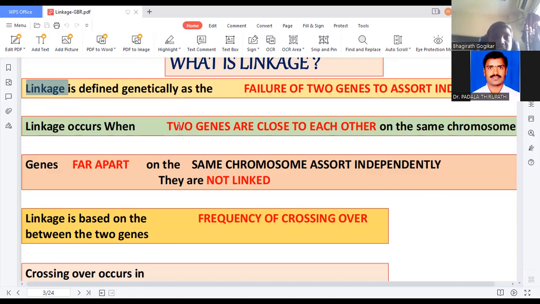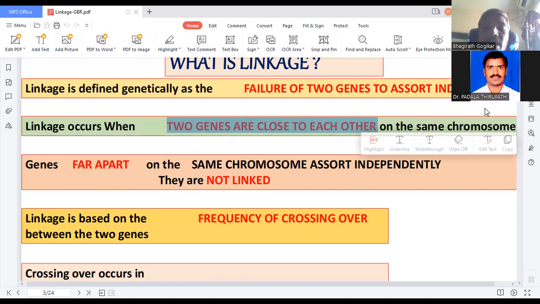Linkage occurs when two genes are close to each other on the same chromosome. But in the case of Mendel, all the 7 pairs of character-responsible genes are non-linked. There is no linkage phenomenon in Mendelian genetics or Mendelian principles. Why? Because all the 7 pairs of genes are present on different chromosomes. That's why there is no linkage in Mendelian principles. Just observe one thing: the strength of the linkage depends upon the distance between the genes.